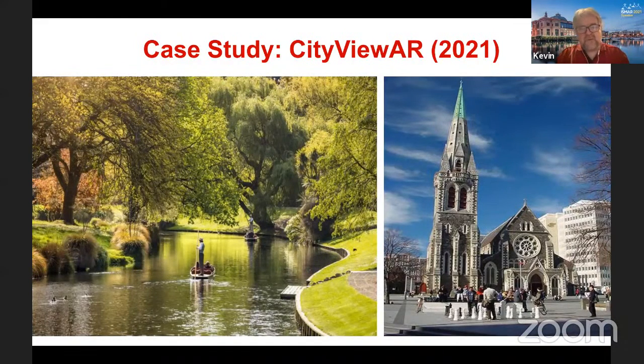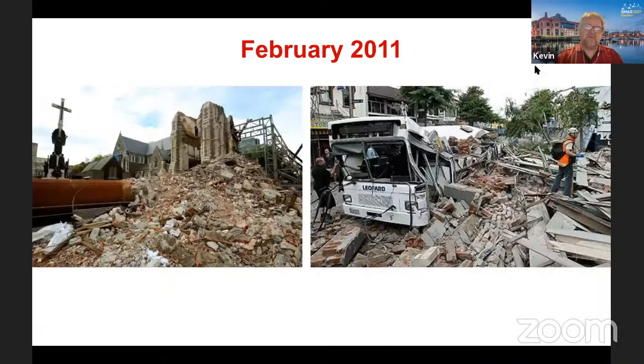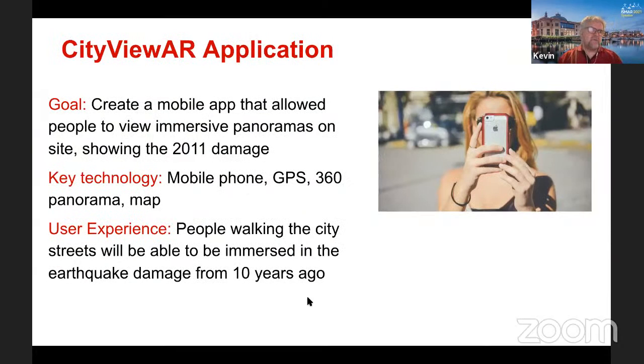So many of you may remember that 10 years ago there was a very big earthquake in Christchurch, and so the earthquake actually took down the spire of the cathedral. So that's what the cathedral looked like after the earthquake. Fronts of buildings fell off, and there's even some people that got hurt and killed in the earthquake. So it was a 10-year anniversary coming up, and what we wanted to do is be able to build a mobile AR/VR app to help people remember what happened in those times. So the goal is to create a mobile app that will allow people to view immersive panoramas showing what the city used to look like as well. And so this uses obviously a mobile phone with GPS and a compass on there.